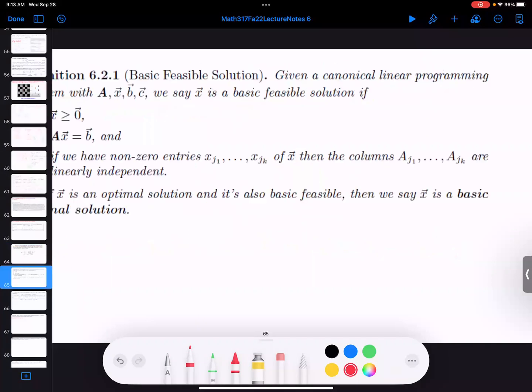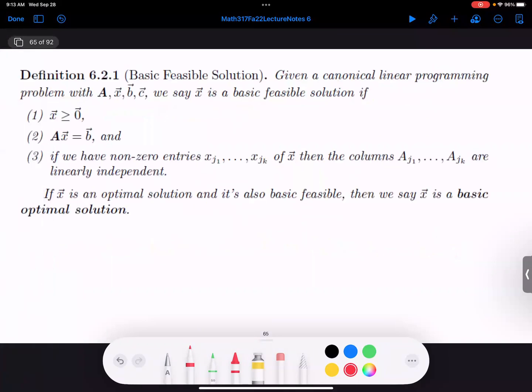Okay. So the next thing is what's called a basic feasible solution. So, again, whenever you see text like this, almost surely it's coming from the textbook. If not, I try to remember to post where it's coming from. So this is straight from the book.